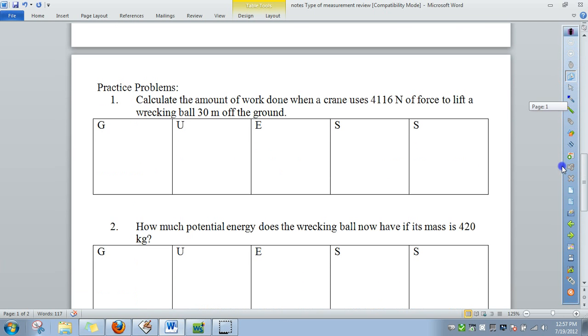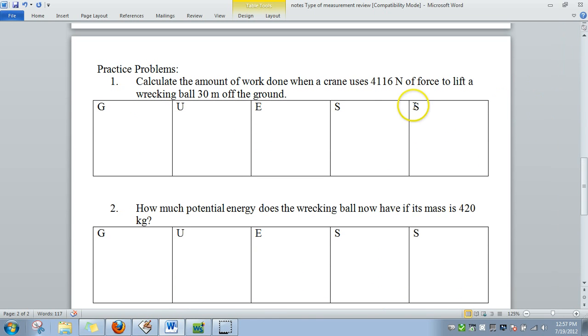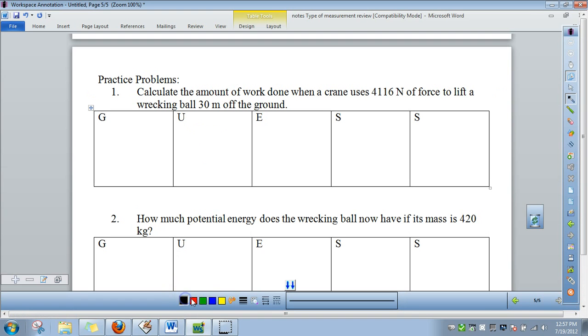If I scroll down here, our first practice problem states, calculate the amount of work done. Okay, what am I finding? Work done. I'm going to go ahead and plug that in now since I know it. Work. That means for the rest of the problem, I'm looking for work. The equation for work is from our triangle. Work is on the top, force times distance is on the bottom. Okay, so that means if I'm looking for work, I have to know force and distance.